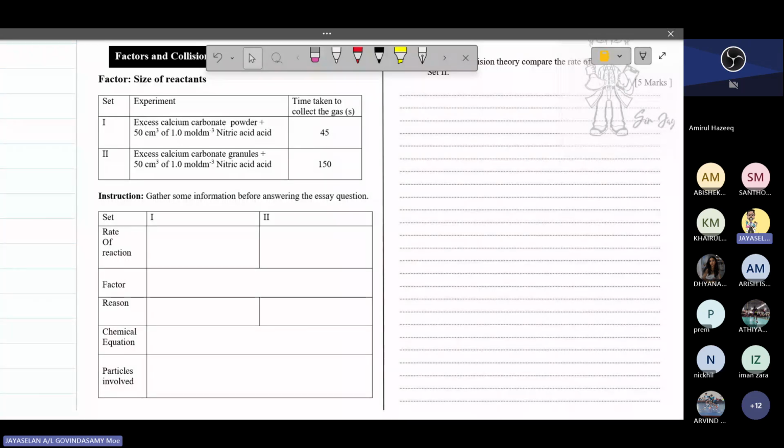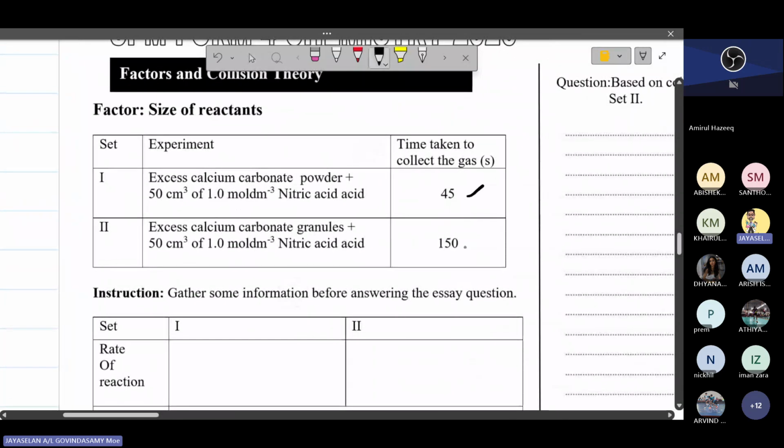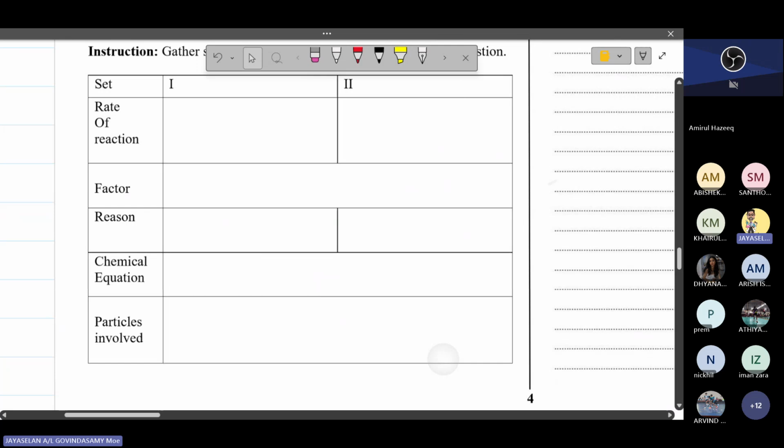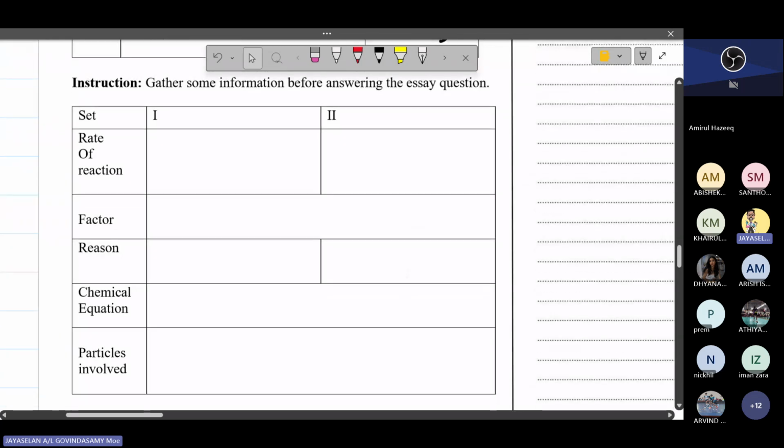Okay, look at this question. Also size of reactant. Size of reactant, they give calcium carbonate powder. The set 2, they give you what? Calcium carbonate granule. The time taken shorter, time taken longer. That means set 1 rate of reaction higher, set 2 rate of reaction lower. You do this. So what? Always gather the information, then only answer.